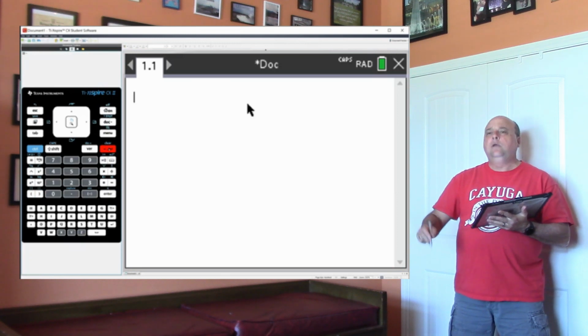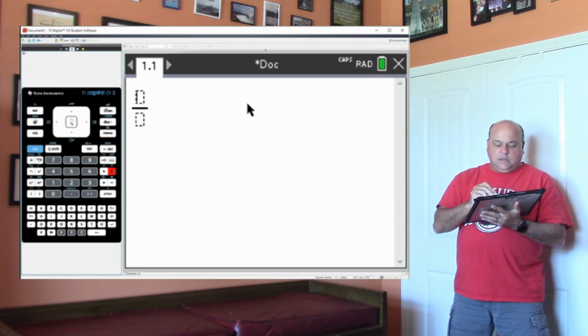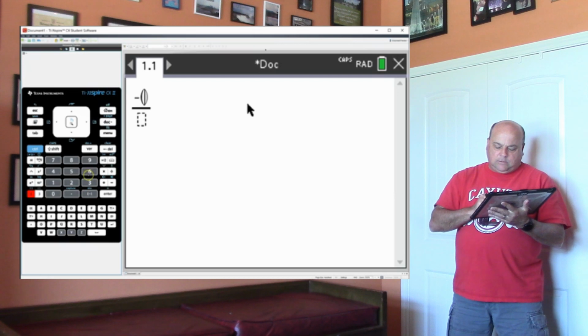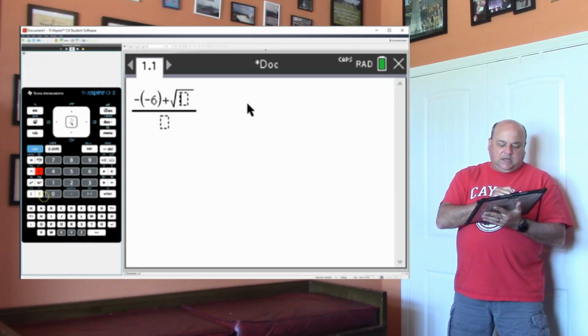Let's do it again. Control Divide, and then negative parentheses 6. Is that right? Yes, 6. Negative parentheses, -6. Close the parentheses, plus Control X squared. And then it's b squared, so parentheses, -6, close the parentheses, squared.